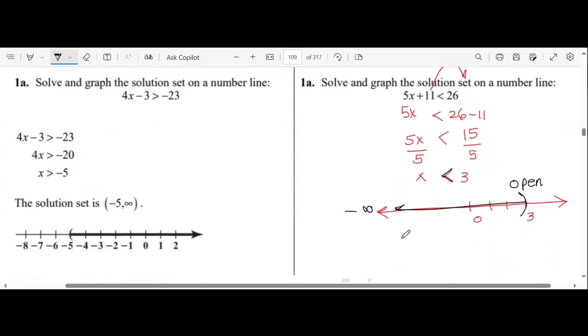So how can you write this in interval notation? You say open parenthesis, negative infinity, comma, 3, close parenthesis. Is this clear? Any questions? If you understand, raise your hand. If you do not understand, raise your hand. So everybody's clear? Move on.